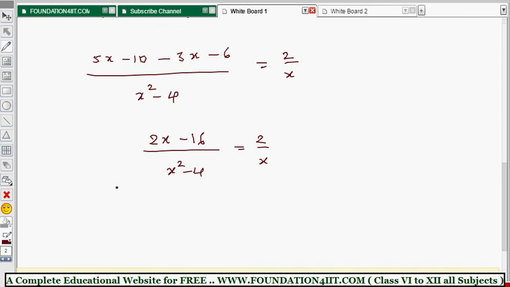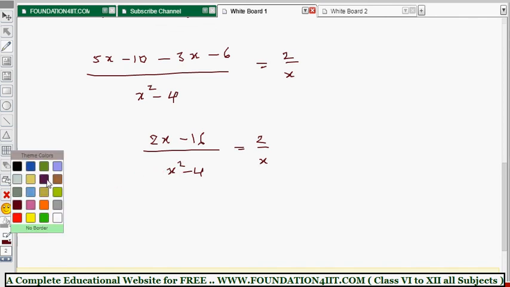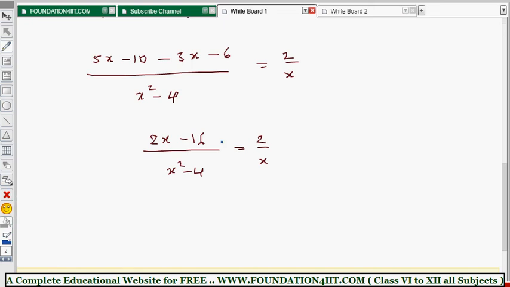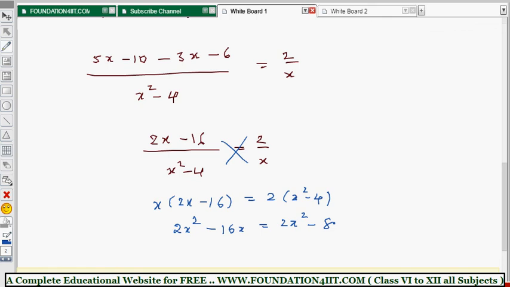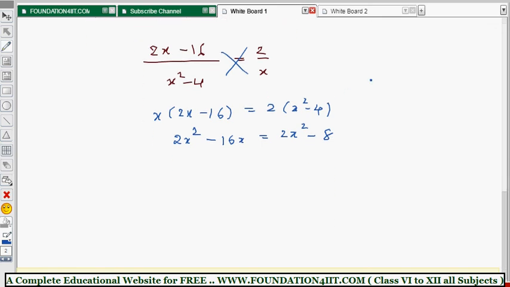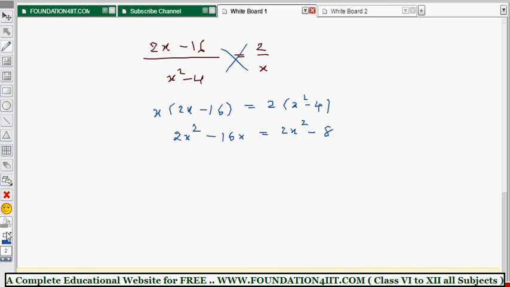That's it. Now we can do a cross multiplication because two fractions. If you do cross multiplication, this is x into 2x minus 16 and 2 into x square minus 4. Simplify this. 2x into x is 2x square, minus 16x. Here is 2x square minus 2 into 4 is 8. So as I explained, any term that is same on LHS and RHS, we can go for cancellation. So plus 2x squared cancel.